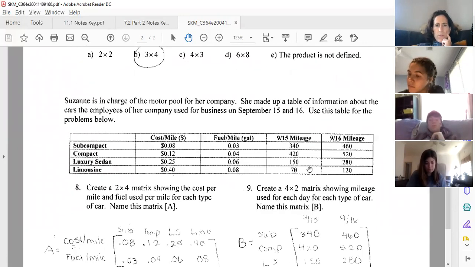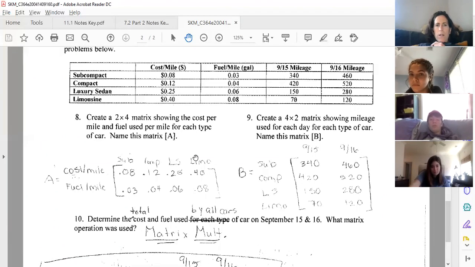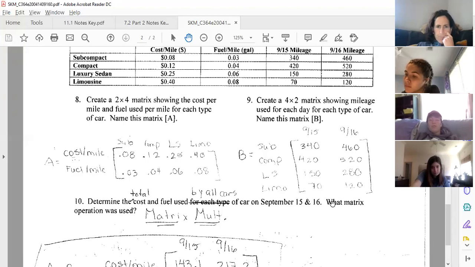So, all right. This is the one you guys probably had a question on. You guys are kind of silent. The cost per mile and fuel per mile for Suzanne and her motor pool company. So you had to create a 2 by 4 matrix showing the cost per mile and the fuel per mile used for each type of car. So I did that for A. And then a 4 by 2 with mileage for each type of car for each day.